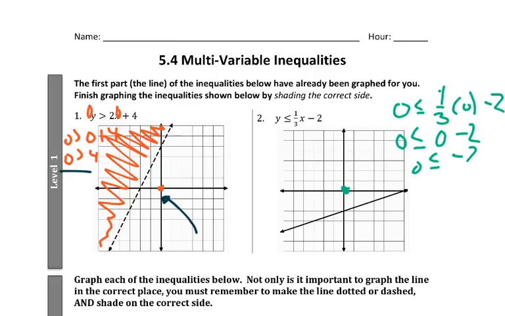0 minus 2 is negative 2. And then we ask ourselves, is it true? Is 0 less than or equal to negative 2? Well, no, it's not. 0 is actually bigger than that. So we need all of our cows eating on this side of the pasture to be safe.